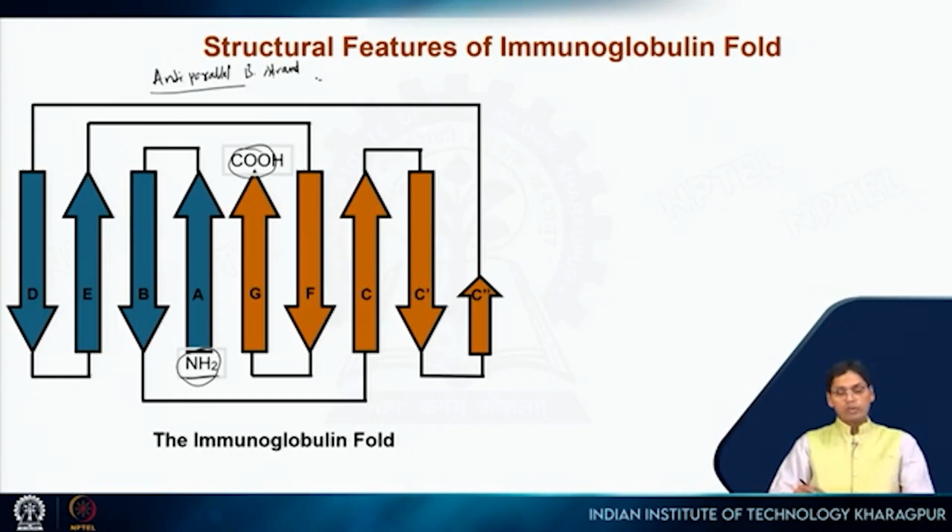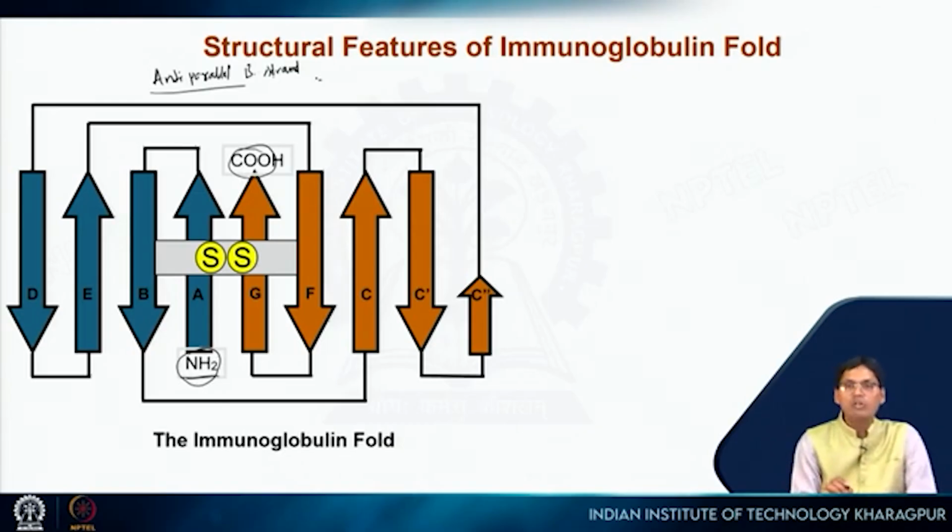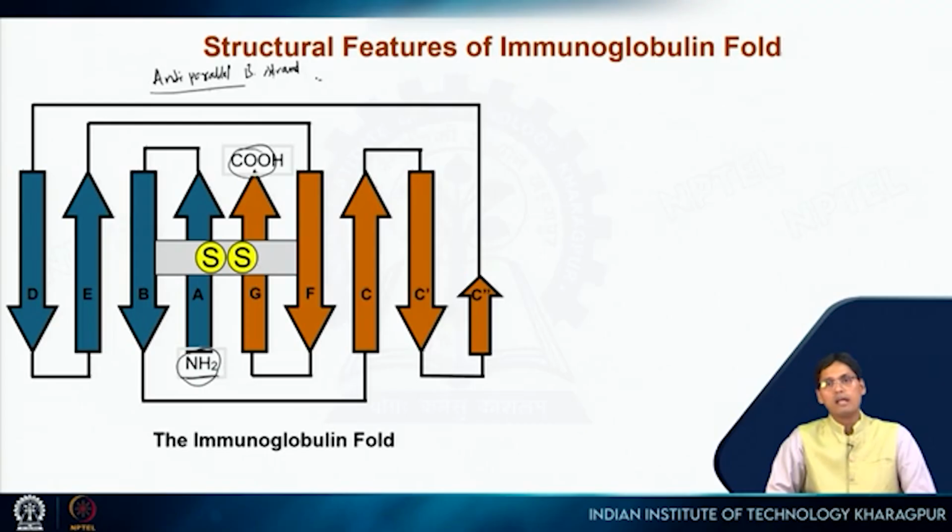But now, one important thing is that this immunoglobulin fold has some conserved features. All these beta strands have some naming convention, which I am not discussing. But in between the B and F strands, they have a conserved disulfide bond. And this is present in all immunoglobulin folds.